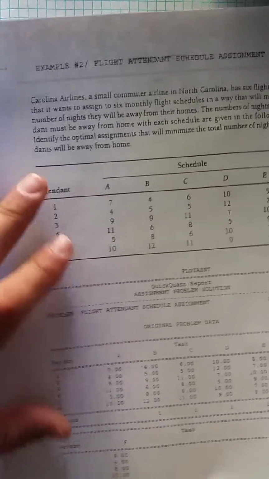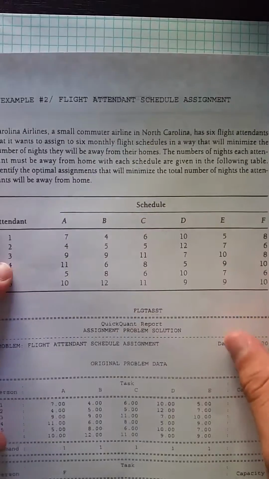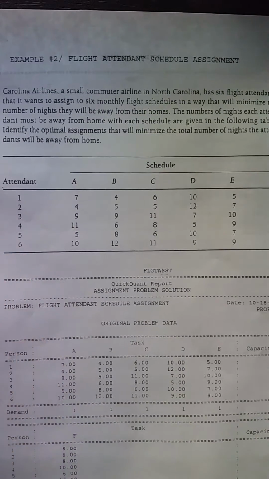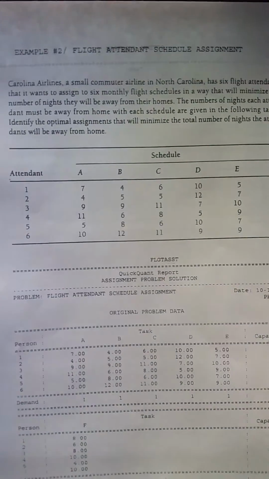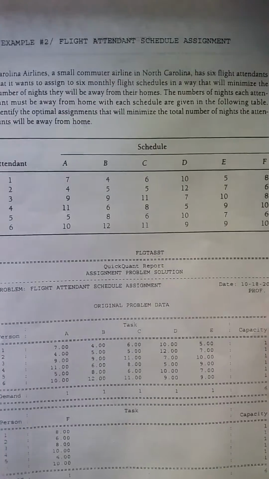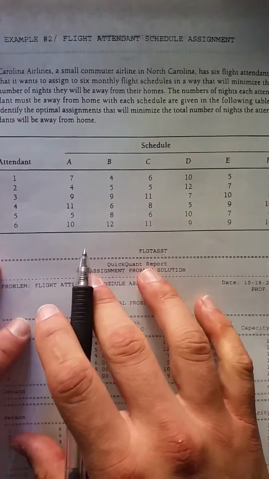Alright guys, so we're going to go ahead and do a second example. The second example is going to be with the flight attendant. So again, this is what we're given on the chart. And we're going to go ahead and draw a box and subtract, and we're looking for the lowest number.